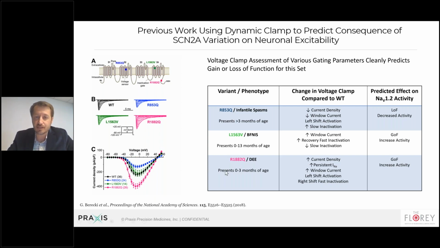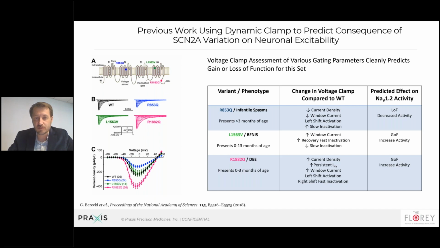In contrast, this I1882Q is an early onset DEE variant. These typically present in the first 3 months of life. In actuality, most patients present in the first month, if not the first week of life. And this is a really catastrophic disorder. So they chose these 3 variants to compare.